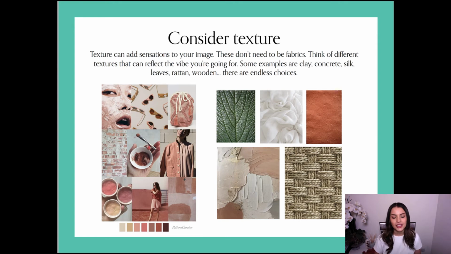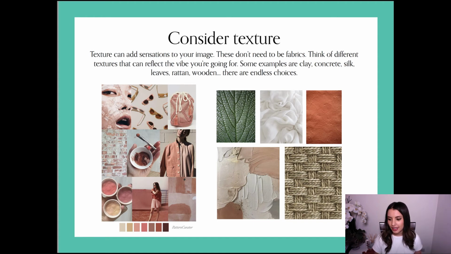Next, think about texture. So texture can add sensations to your image. They don't need to be fabrics, but think about different textures that can reflect the vibe that you're going for. So some examples are pictures like clay, concrete, silk, leaves, rattan, wood. There's so many choices for you.